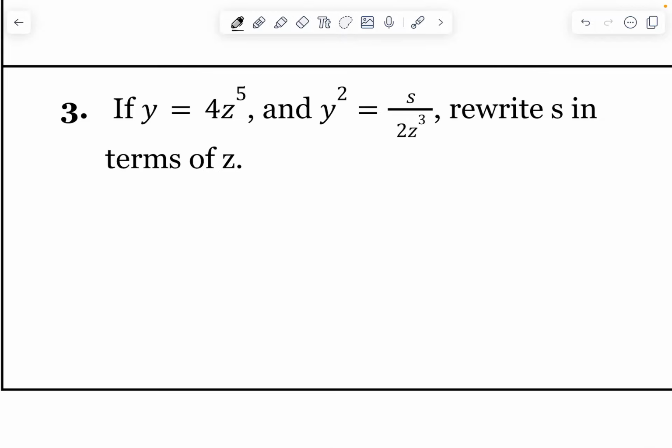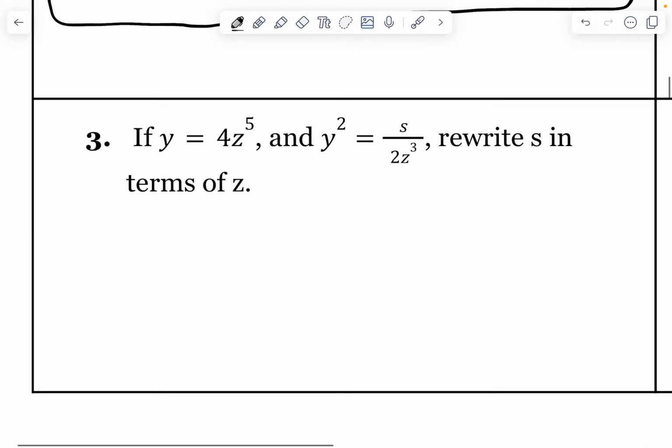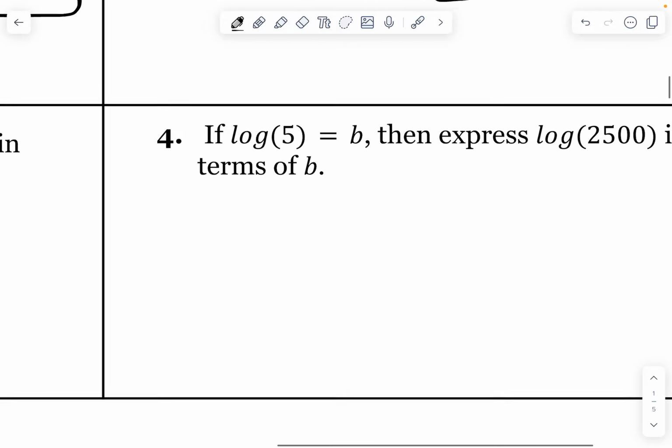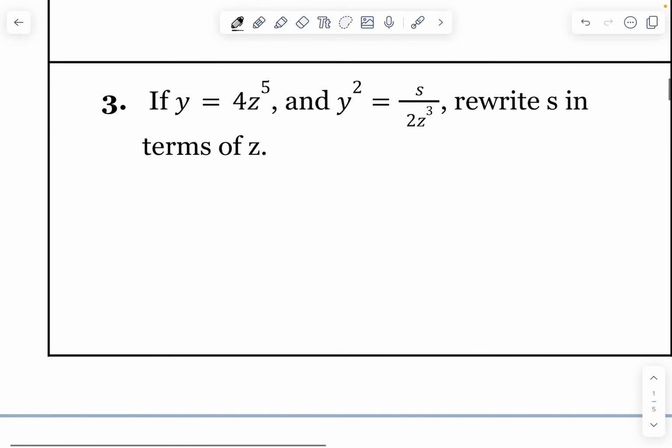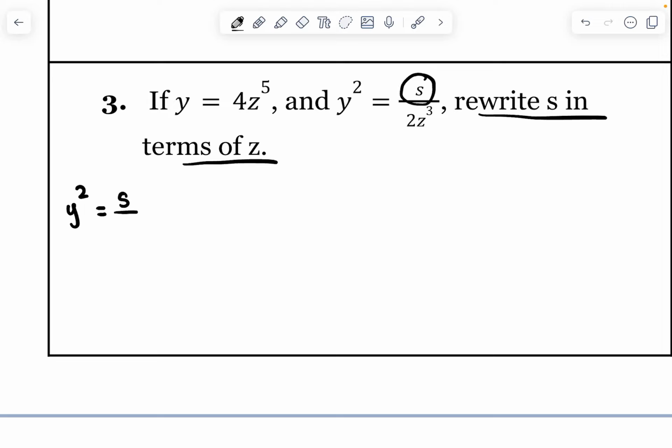3. This is not directly expanding and condensing logarithms, but it is a skill that helps you be able to do problems like number 4 better. So we have something in terms of y and z, and then something in terms of y, s, and z. We're being asked to rewrite s in terms of z. So this is my hint, that I need to take that variable and isolate it. So I start out with y squared equals s over 2 times z to the 3rd power.